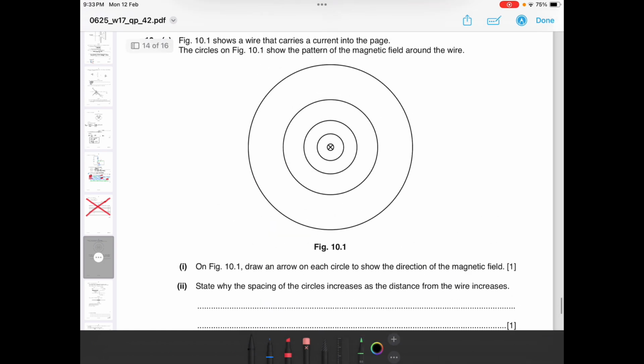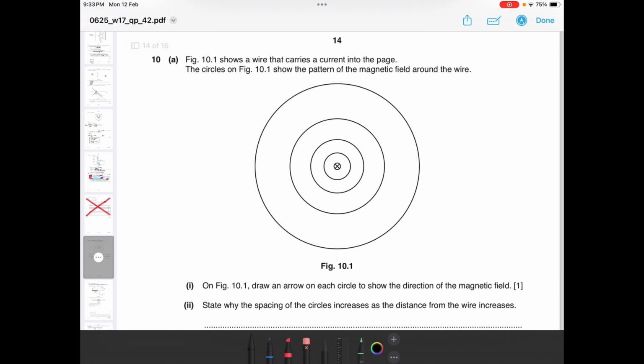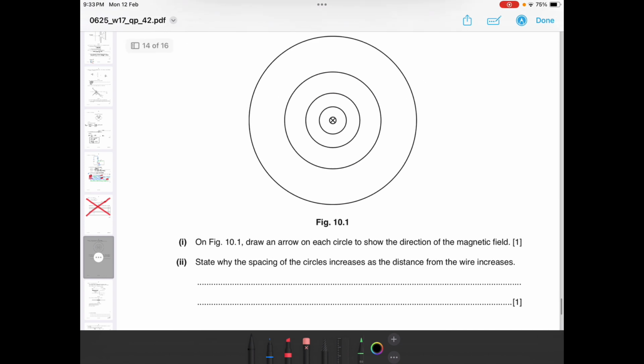It says, figure 10.1 shows a wire that carries a current into the page. The circles on figure 10.1 show the pattern of the magnetic field. Draw an arrow in each circle to show the direction of the magnetic field. Now this is done by the right hand grip rule.